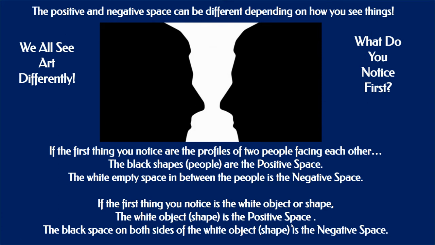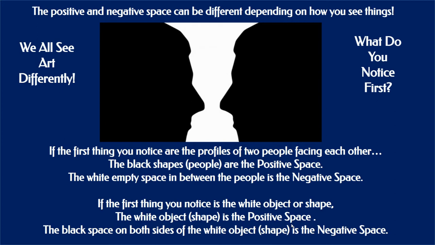Remember, we all see art differently. The positive and negative space can be different depending on how you see things. So let's talk about what you notice first. If the first thing you notice are the profiles of two people facing each other, then that's the positive space for you. The black shapes are the people. The white empty space in between the people is the negative space.